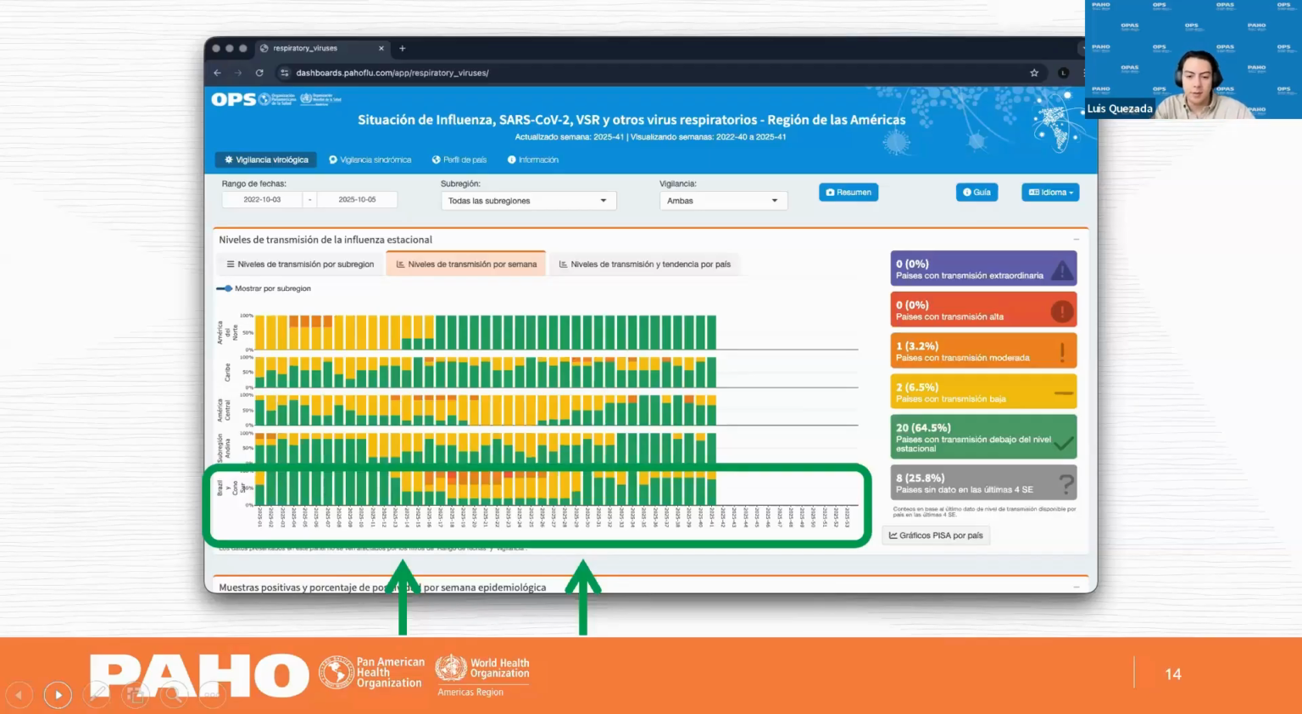This graph or chart enables comparison between regions.